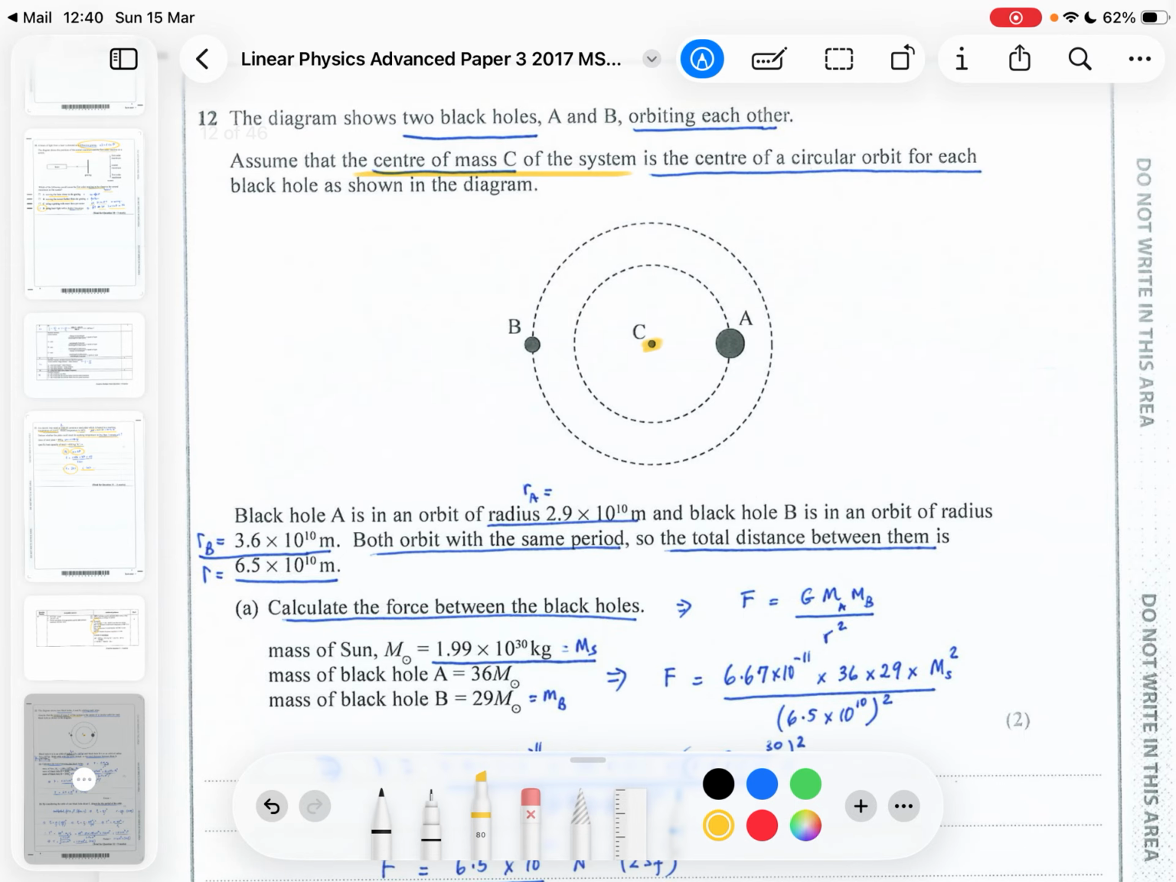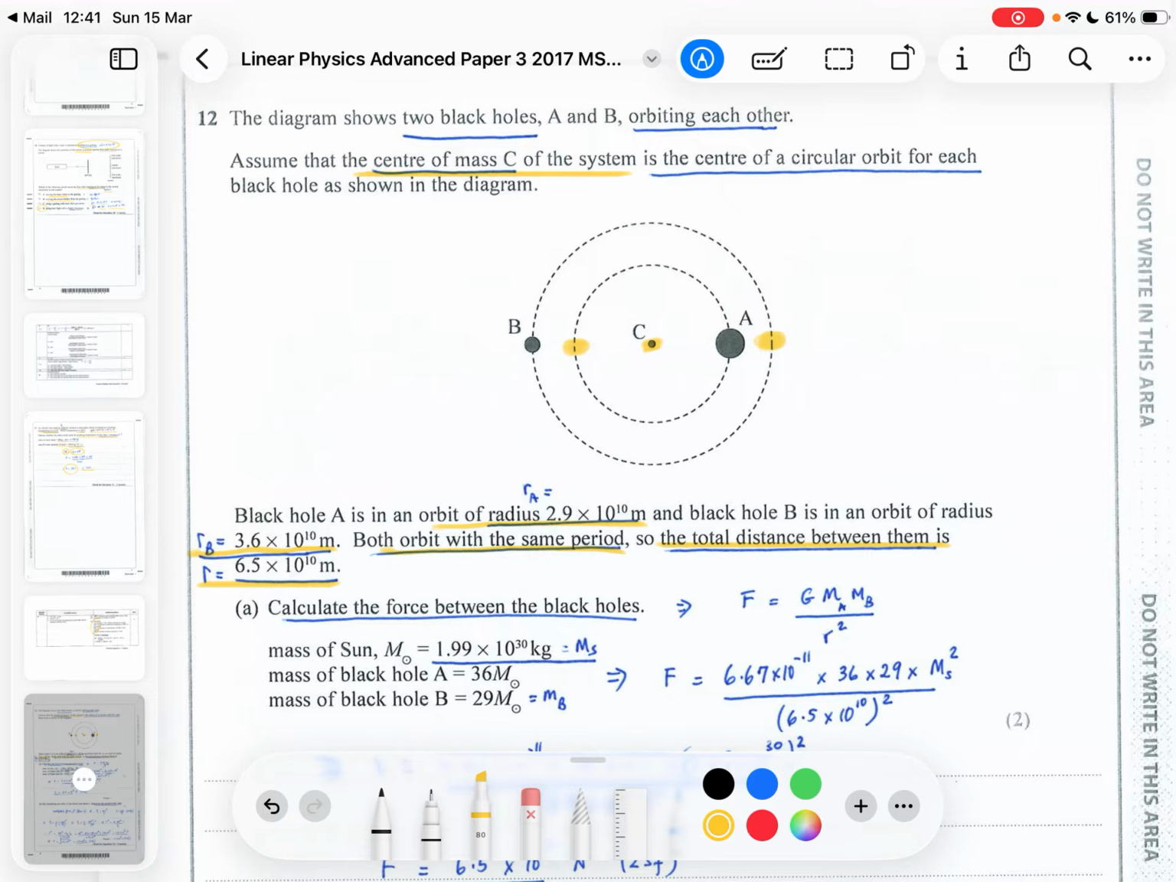A black hole has an orbital radius given, and black hole B is also given. Both orbit with the same period. That means 6 months later, B will be here, yeah, and A will be there. So what does that tell us? So the total distance between them doesn't change, and it's been given.